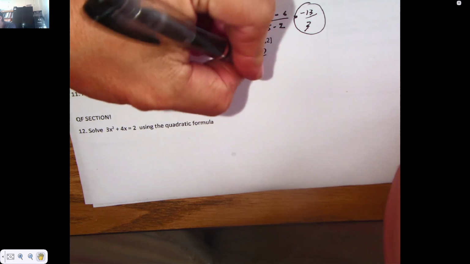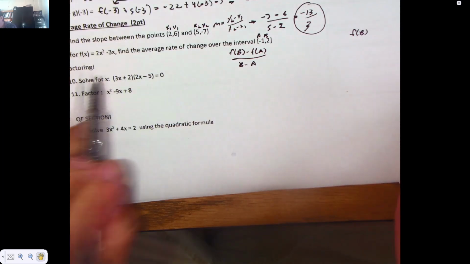Find the average rate of change over the interval negative 1 to 2 for this function. You just need a formula. Algebra 2 is not that bad. The issue is your hard heads. There's a formula. Find a formula. Go off the side. Find f of b. Here's a. Here's b. Plug a 2 in.